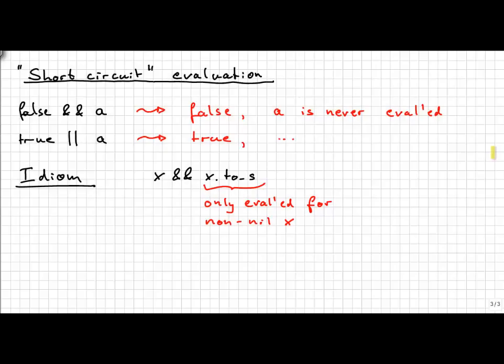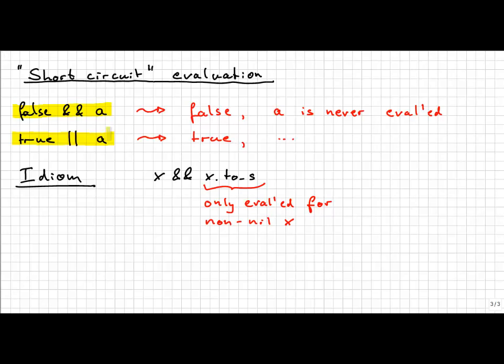Ruby performs short circuit evaluation on and, or. And so if we have the expression false and a, it will always return false, and a is never evaluated even. And similarly, if you have true or a, this automatically returns true without evaluating a.